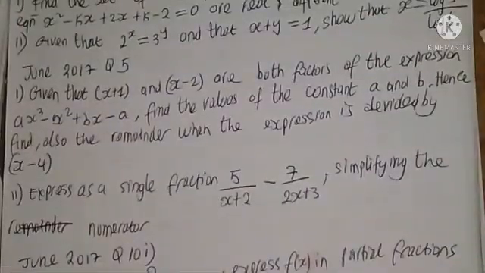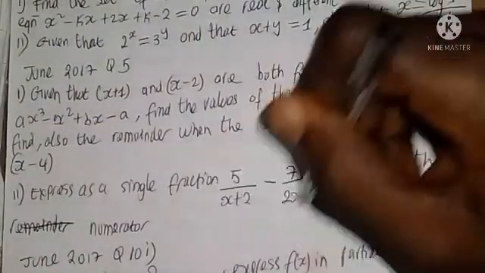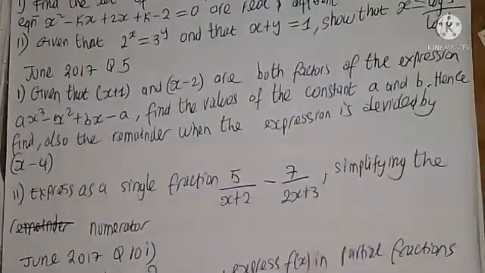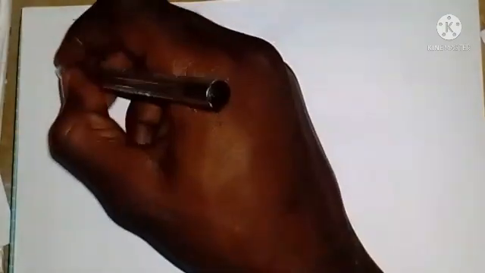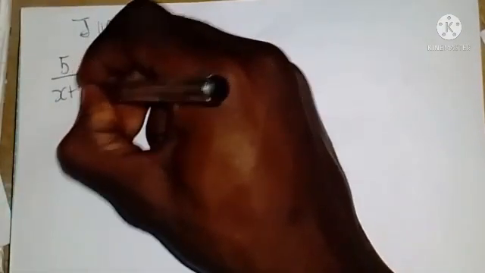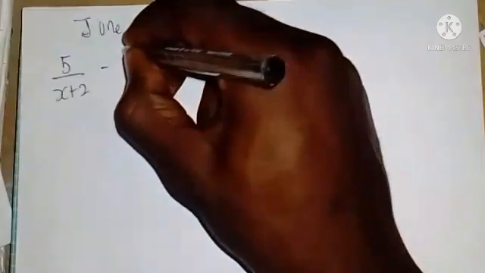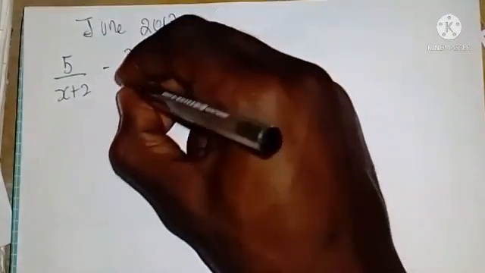Now, again, I would like to tell you something. For this particular problem here, I will solve it and get it into partial fraction, and I will partial fraction it again for you to see exactly that this method is true. Okay, so without any further ado, so we have 5 on x plus 2 minus 7 divided by 2x plus 3.